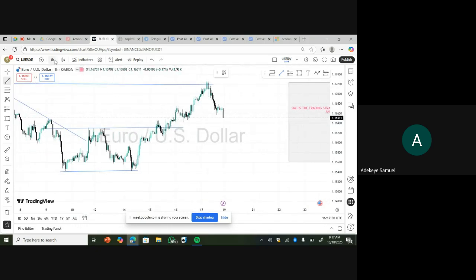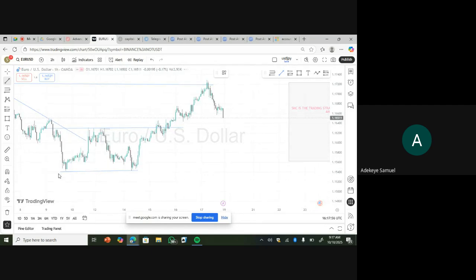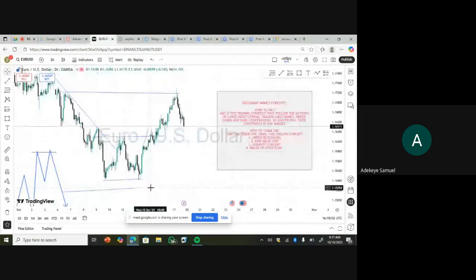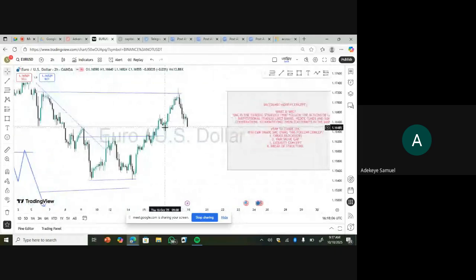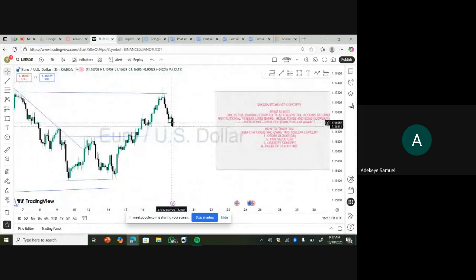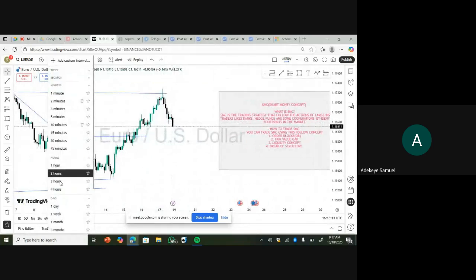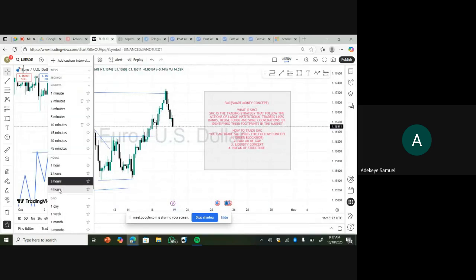Now let's check 2 hours. On 2 hours, I think we have the same view. We have the same view on 2 hours too. And on 3 hours, what do we have? On 3 hours, they are the same. Now, on 4 hours, what do we have?